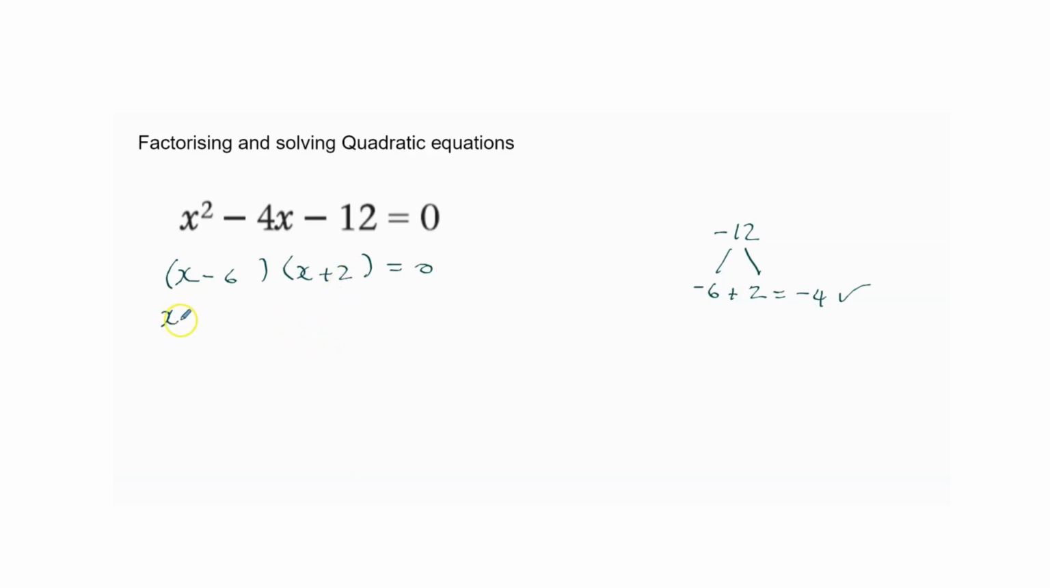So it means that x minus 6 equals 0, or x plus 2 equals 0. So we can solve for x. x equals 6, or x equals minus 2.